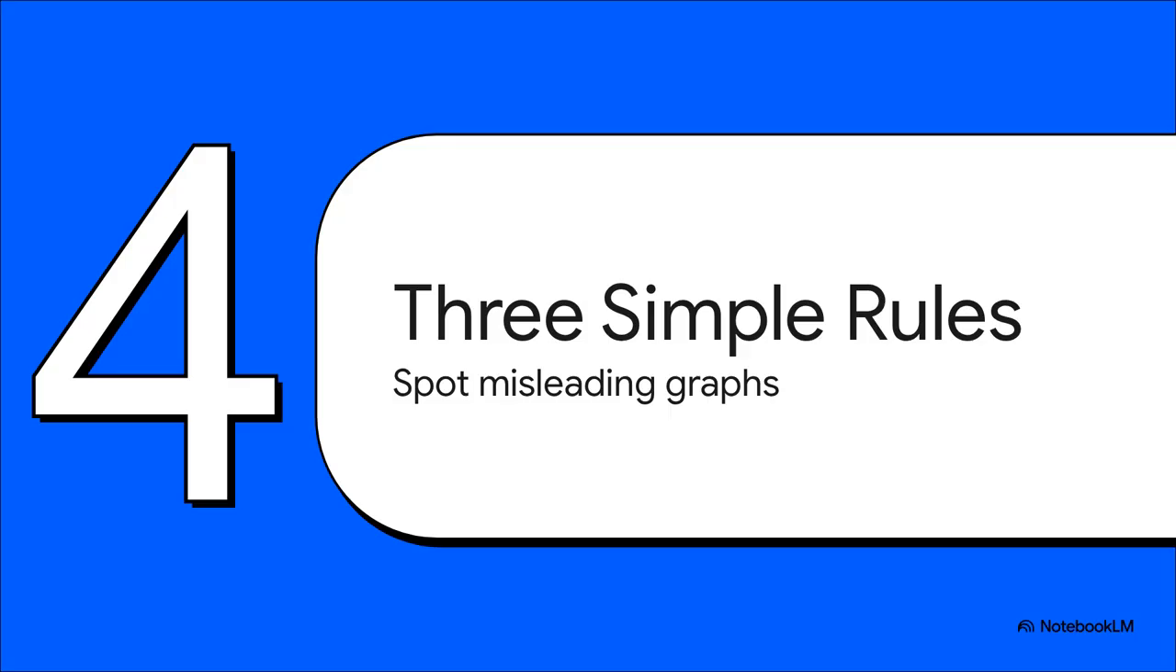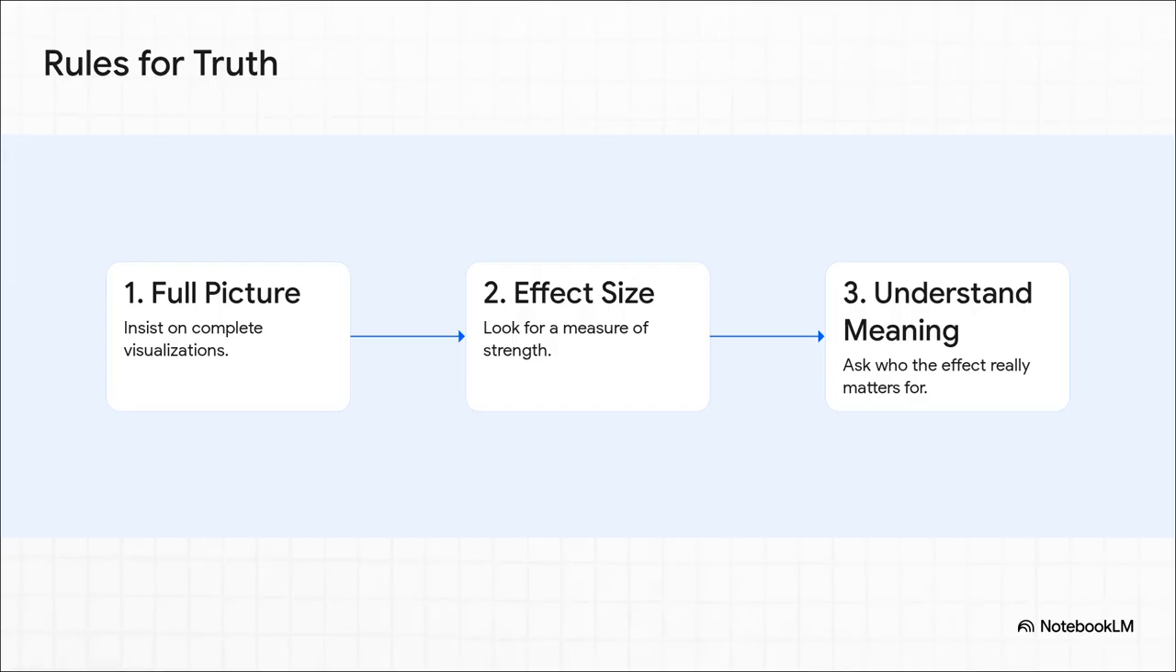So, we've seen the problem. We've seen the trick. The big question now is, what can we do about it? Well, the great thing is, the researchers gave us a super clear toolkit, 3 simple rules to protect yourself from being fooled. You can think of this as your personal data defense system. Number 1, demand the full picture. Number 2, find the effect size. And number 3, understand the meaning. Let's quickly break each one down.